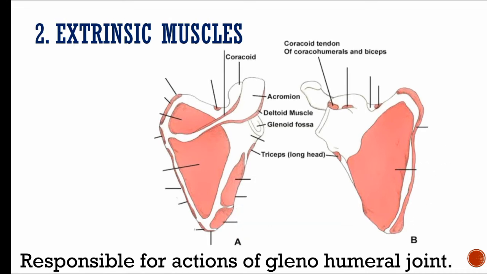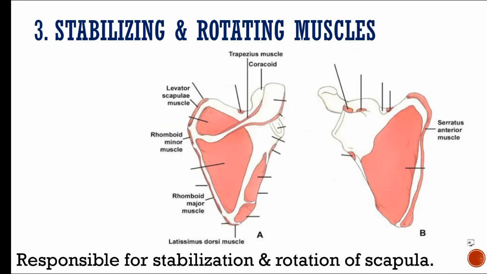Now we are moving on to extrinsic muscles which are responsible for the actions of the glenohumeral joint, which I will show later on. There are mainly three types of muscles: deltoid muscles, triceps muscles and biceps muscles. Now, the third group of muscles are stabilizing and rotating muscles. It is responsible for the stabilization and rotation of the scapula.